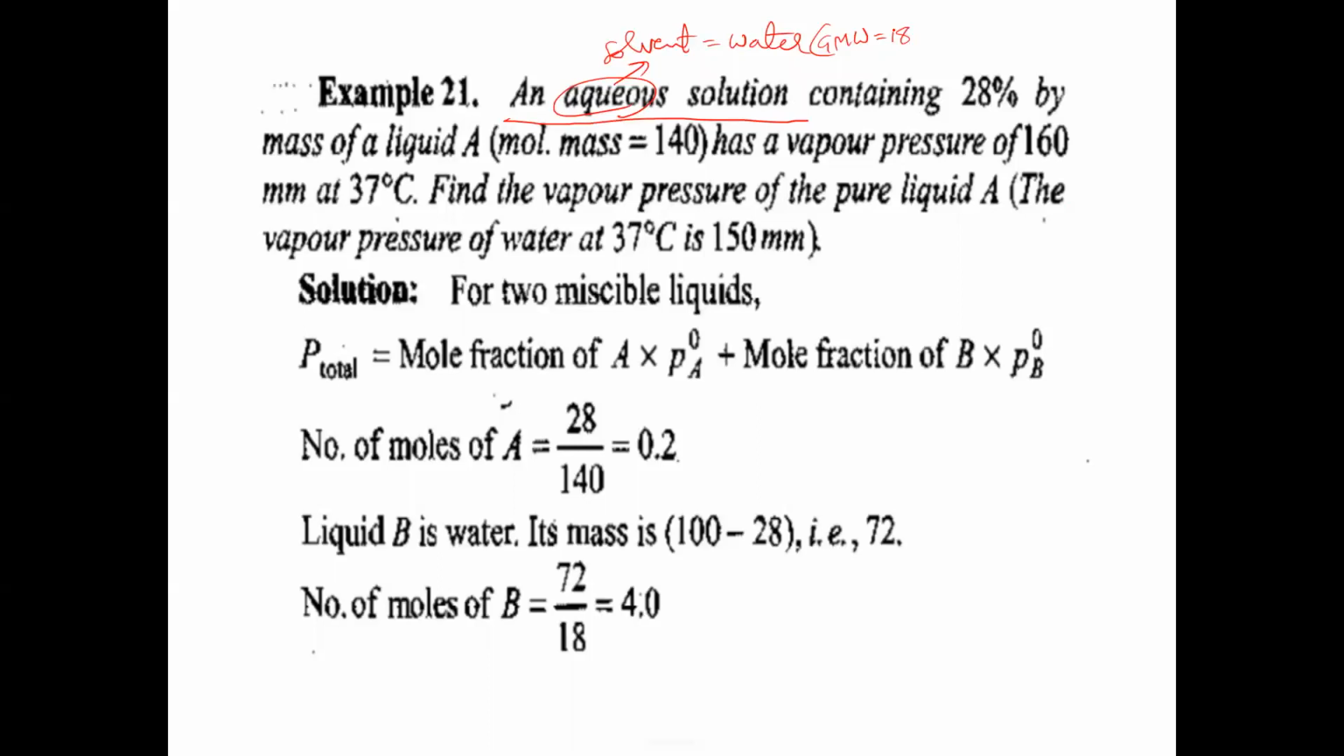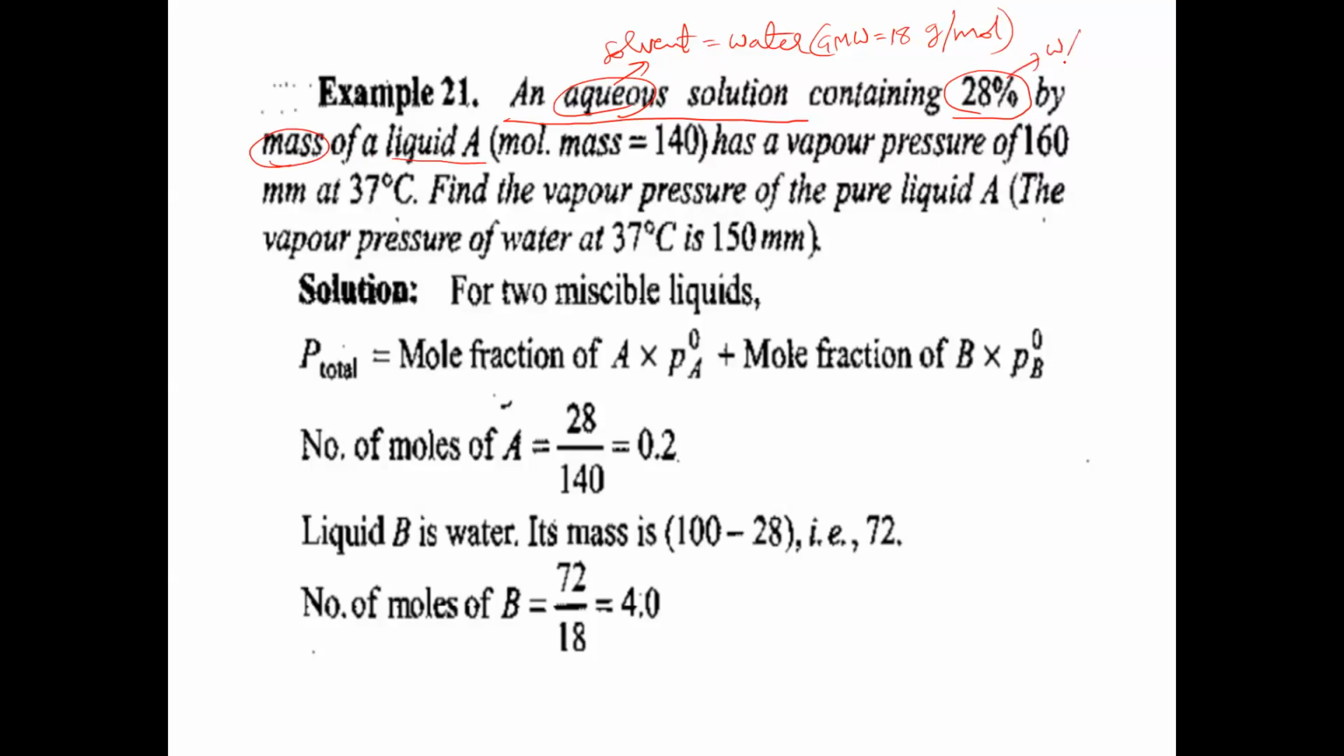18 moles per 18 grams per mole. 18 grams per mole is the gram molecular weight of water. Now, an aqueous solution containing 28% by mass of liquid A. So liquid A, how much is there here?